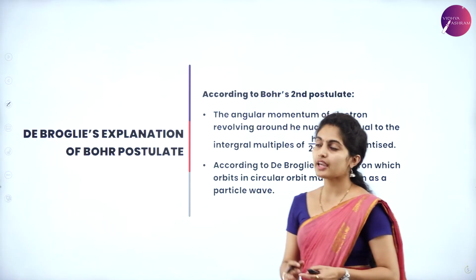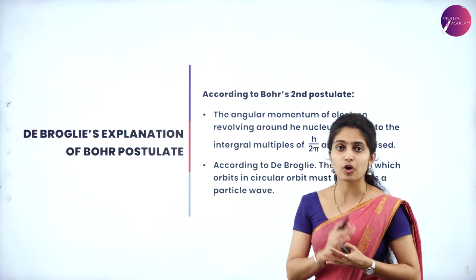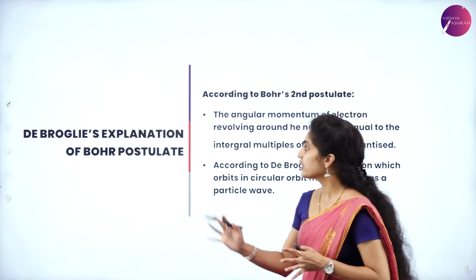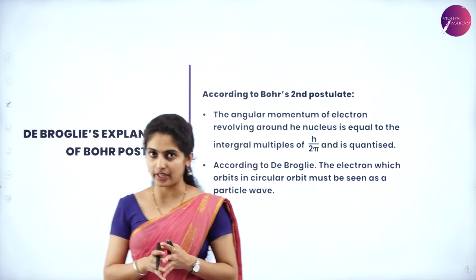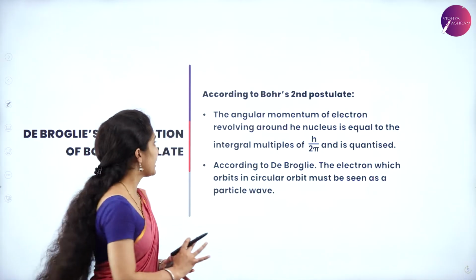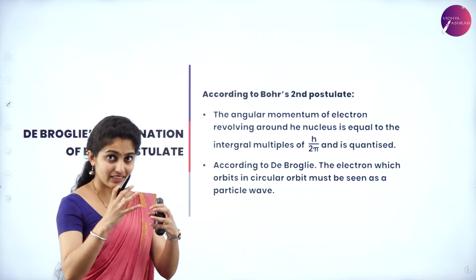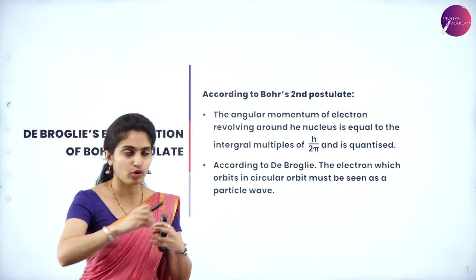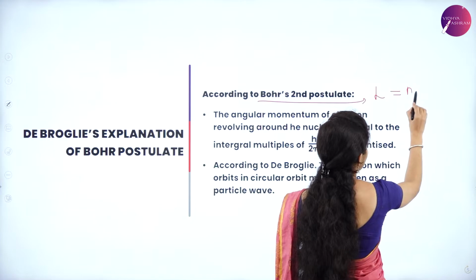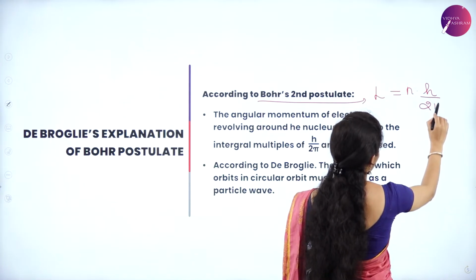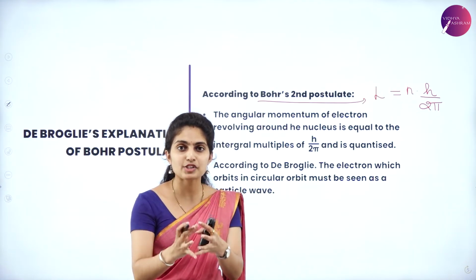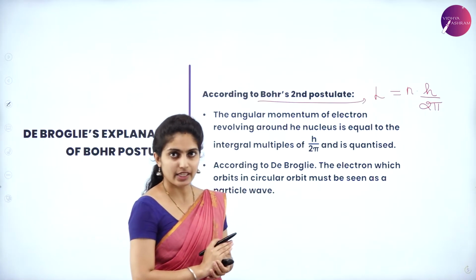After which we have the last bit of this chapter, Atoms, which is nothing but de Broglie's explanation of Bohr's postulate. de Broglie's full name was Louis de Broglie. According to Bohr's second postulate, the electron's angular momentum is integral multiples of h divided by 2 pi. Having this concept, what did Louis de Broglie do? He matched up his concept with Bohr's second postulate.